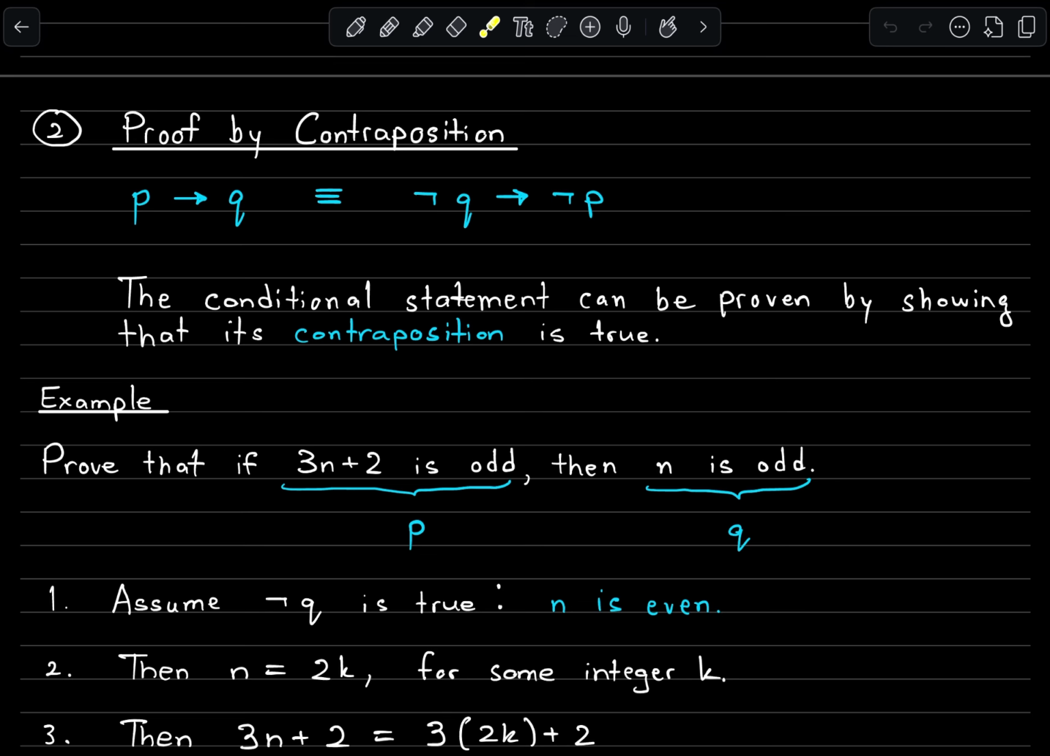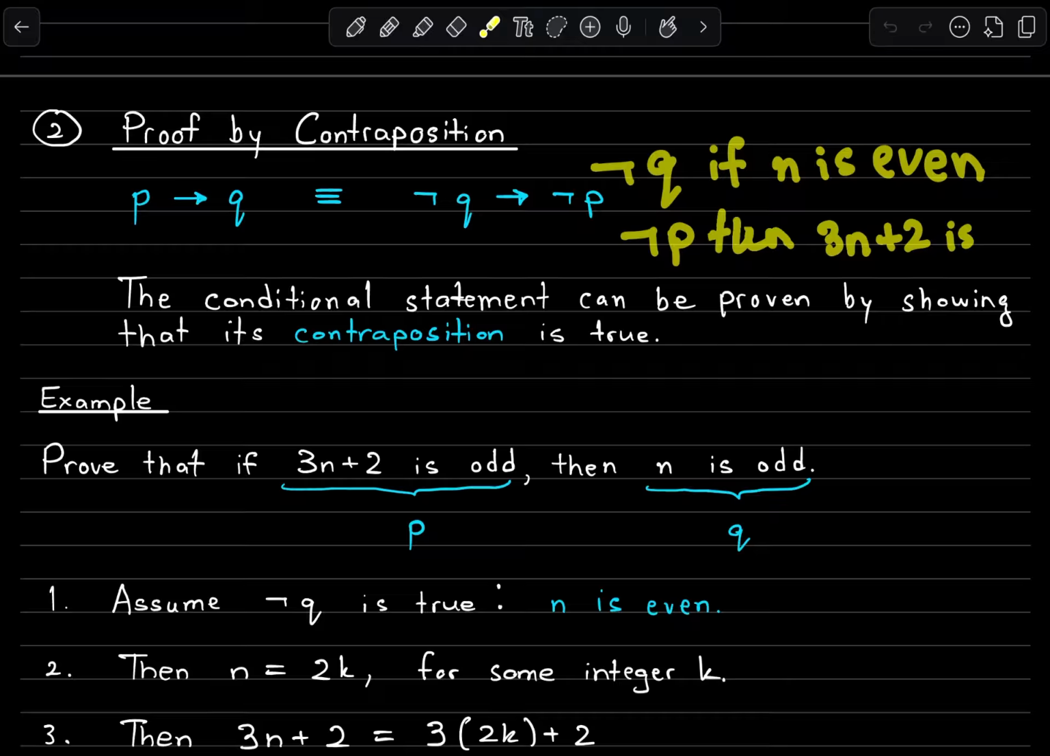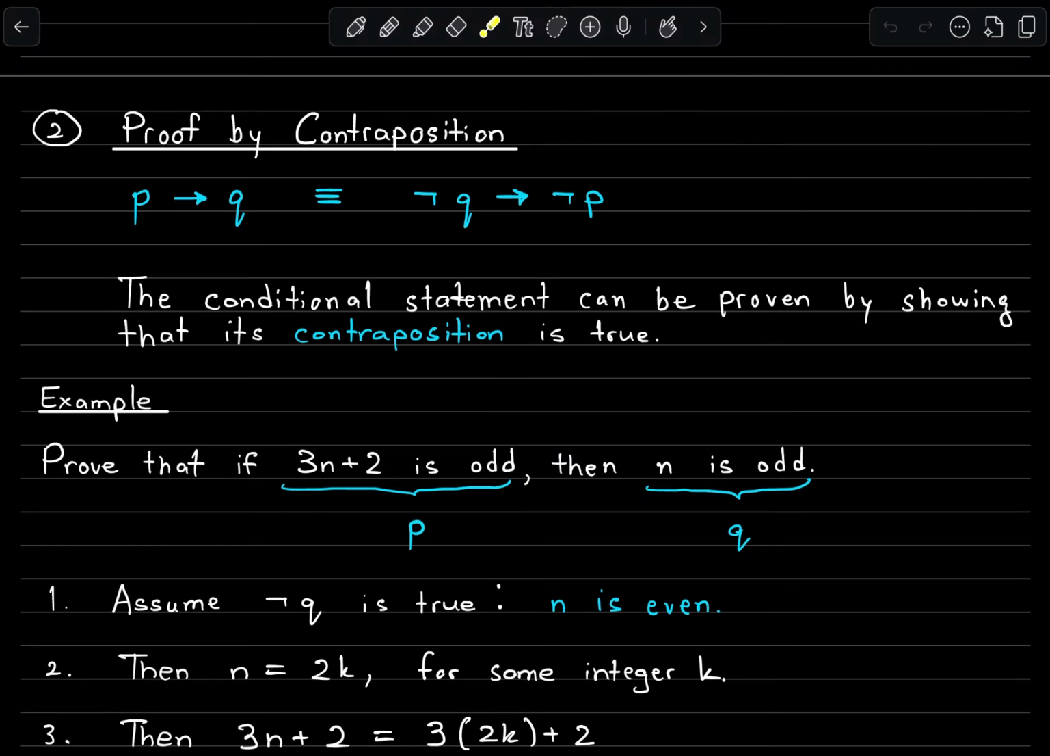This is sort of starting with the idea that if n is even, that's what our negation q means, then negation p is going to mean that 3n plus 2 is also even, right? Because that would be the negation of p. If it's not odd, then it's even. So let's show that this is the case.